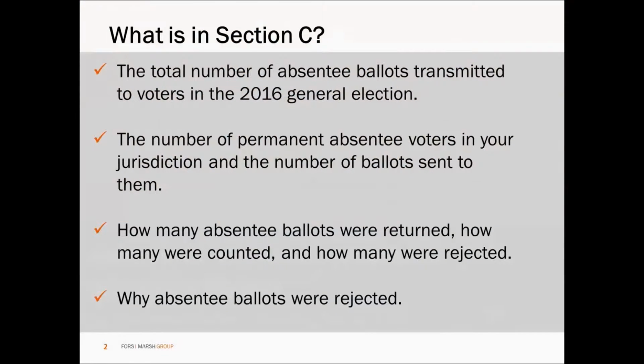So what is in Section C? Section C is going to cover four issues. First, the total number of absentee ballots transmitted to voters in the 2016 general election. Second, the total number of permanent absentee voters in your jurisdiction and the number of ballots you sent to them. Third, the number of absentee ballots that were returned by voters, how many of these were counted and how many were rejected. And finally, the reason why absentee ballots were rejected.